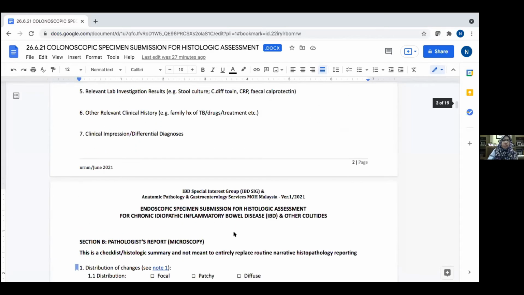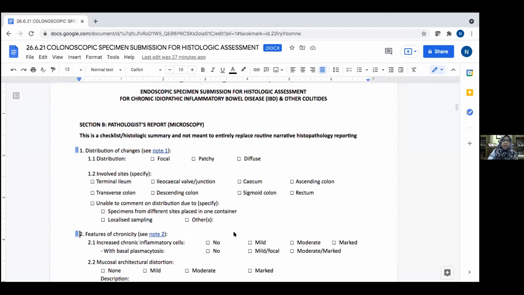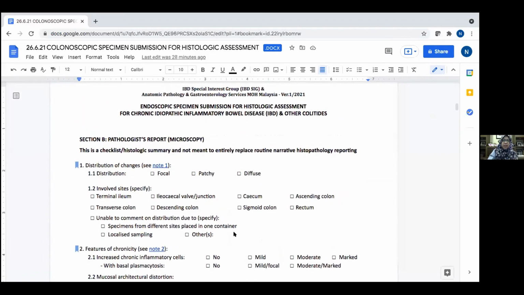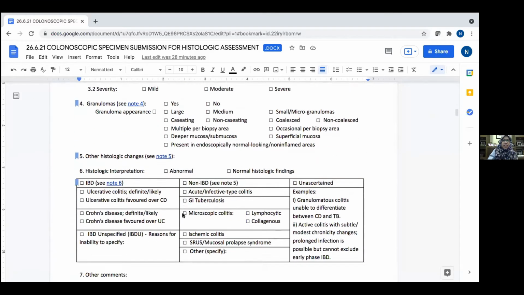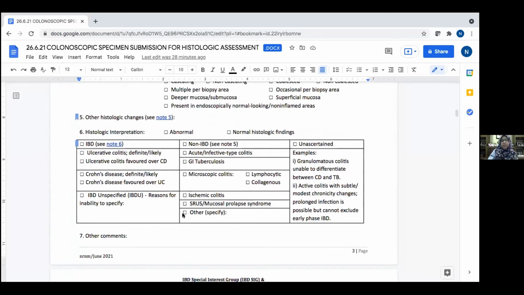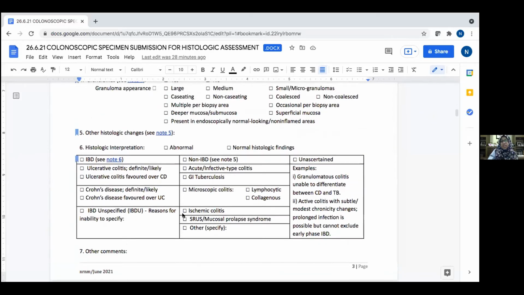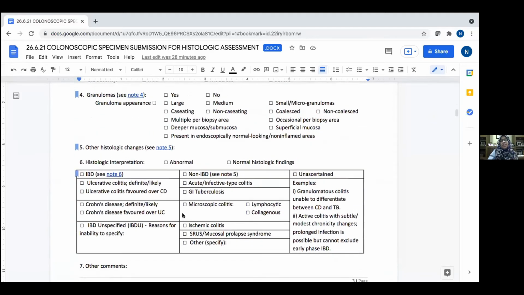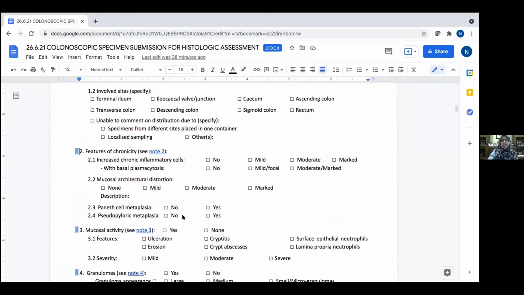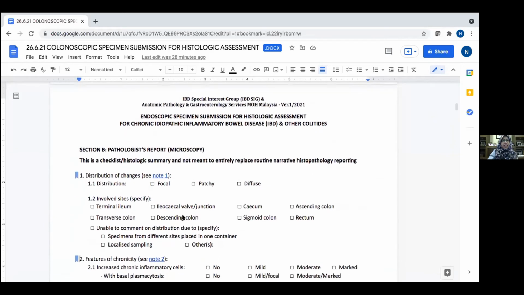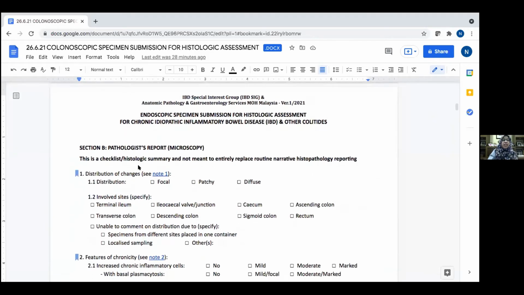Now we go to section B, which is for us, the pathologists. So this is how it looks. I just compressed it into one page for the purpose of this presentation, but later if we get to use it, I will make more space for you to scribble stuff. This is a checklist or a histologic summary. It's not meant to entirely replace your routine narrative reporting.